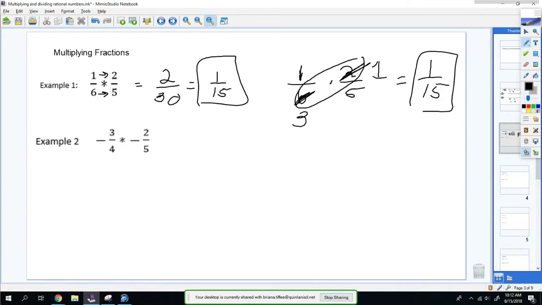Okay, so the second one, I want you to do this one by yourself. All right, so hopefully you got it. So what you're going to do is you're going to do 3 times 2, which is 6, and 4 times 5, which is 20. Since I did a negative times a negative, that means that the answer would be positive. Now again, 6 over 20 can be reduced, take a 2 out, to be 3/10. If you wanted to simplify before you multiplied, you would have simplified these two numbers. This would become a 2, and that would become a 1.